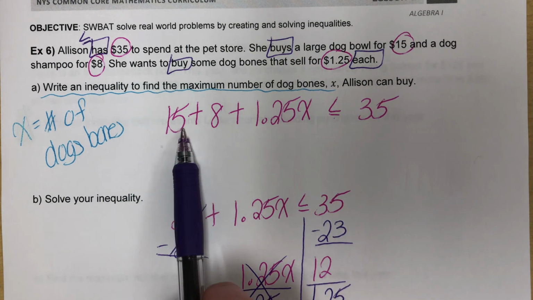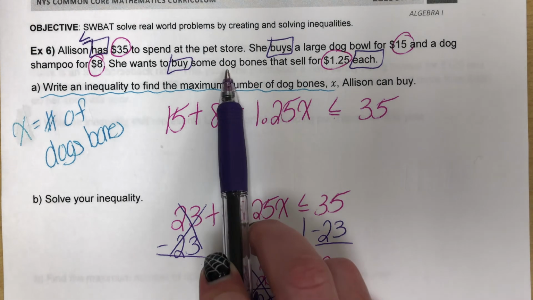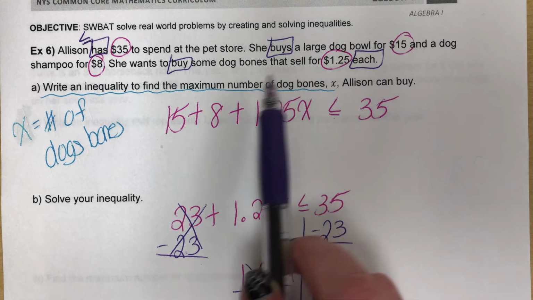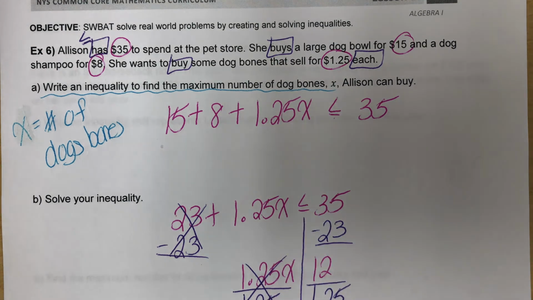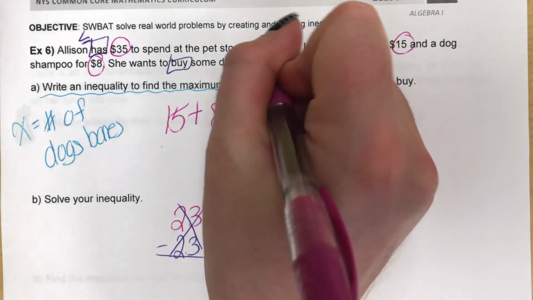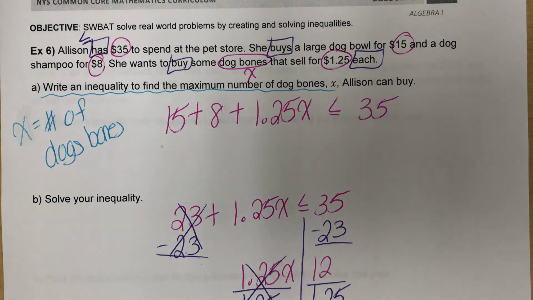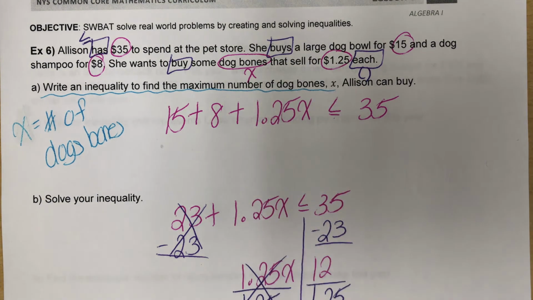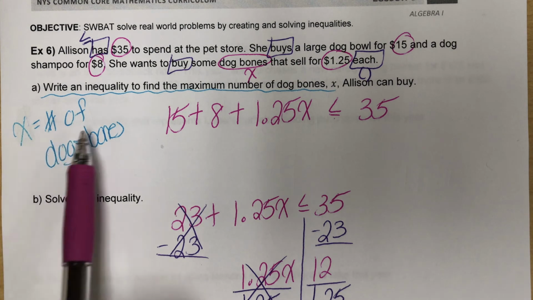So I'm going to add up the $15 dog bowl, the $8 shampoo. And then here's the tricky part. The dog bones were $1.25 each. The question tells me that the number of dog bones is being represented by the variable X. So I wanted to save this part to do with you. The dog bones, which is X, they cost $1.25 each. And we know that each is a multiplication word. So I wanted to multiply, all right, $1.25 and X together. That's why I did that in the first part. Write an inequality. This is the inequality. I have my let statement. X represents the number of dog bones.